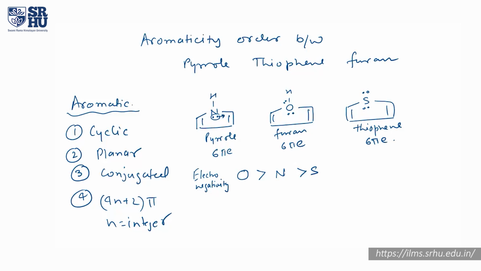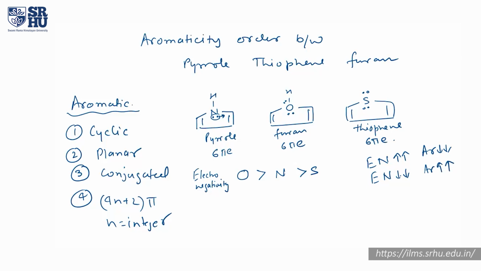If the electronegativity is high, the propensity of any atom to contribute its electron in the pi system for aromaticity will be low. So you can say that the aromaticity will be low in this case. Whereas if the electronegativity is low, the propensity of an atom to contribute its electron in the ring system and make a 4n plus 2 pi arrangement will be high. That means the aromaticity will be high.